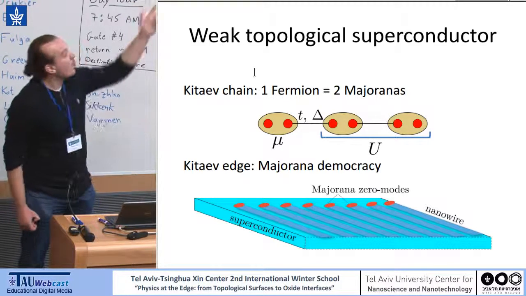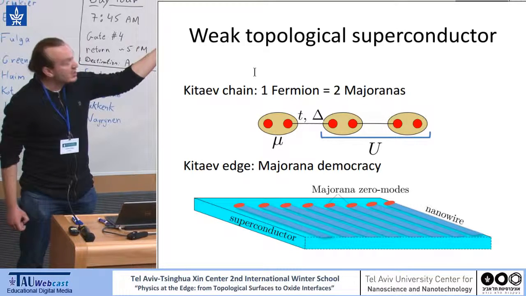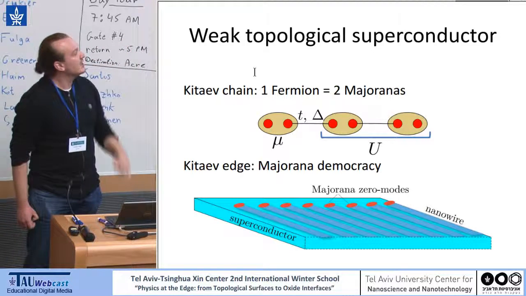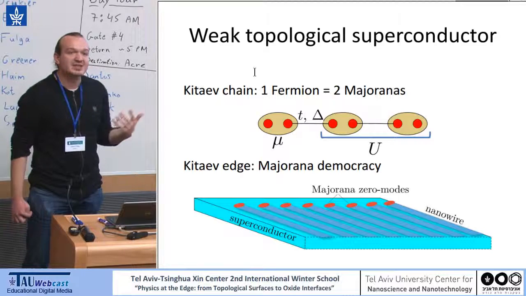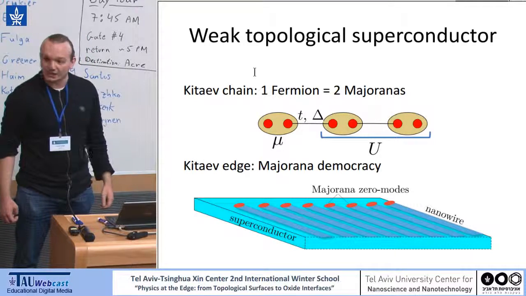In particular, while interactions in the Kitaev chain favor localization, in this system, you will see that the Kitaev edge remains delocalized even for very strong interaction strength. Thank you.